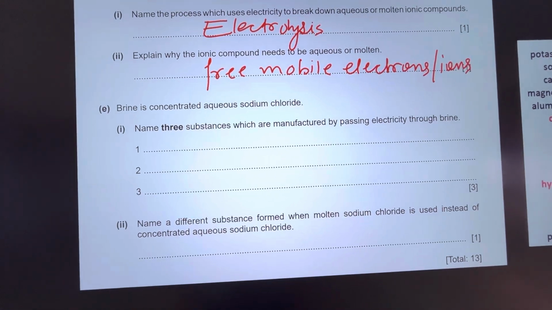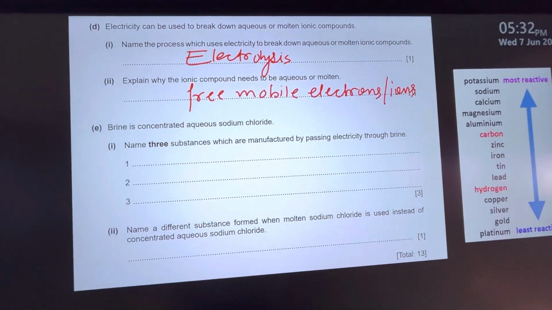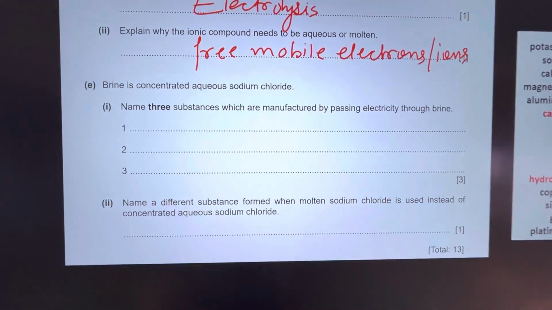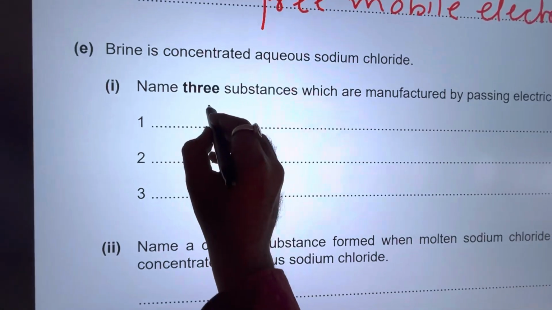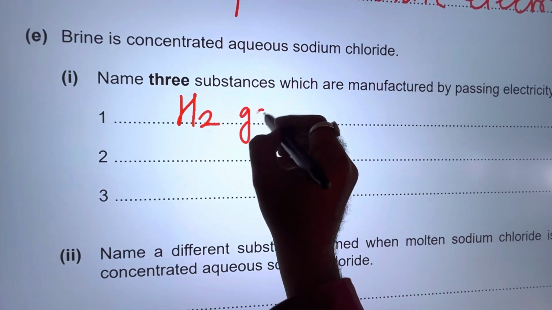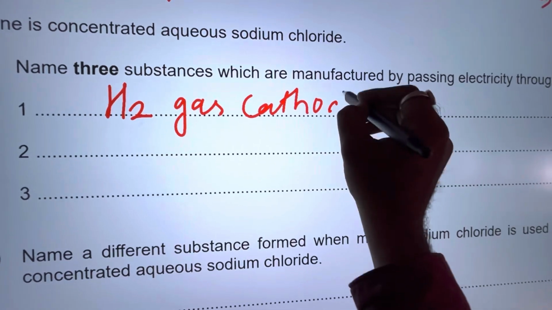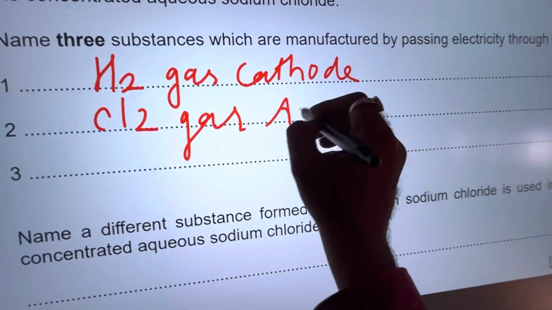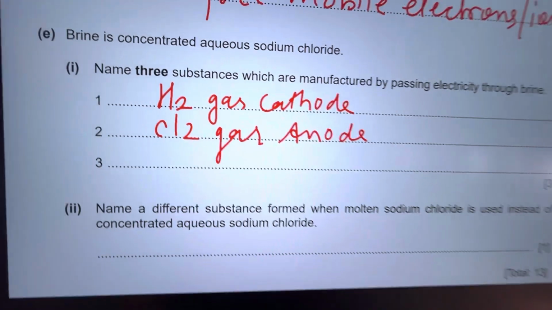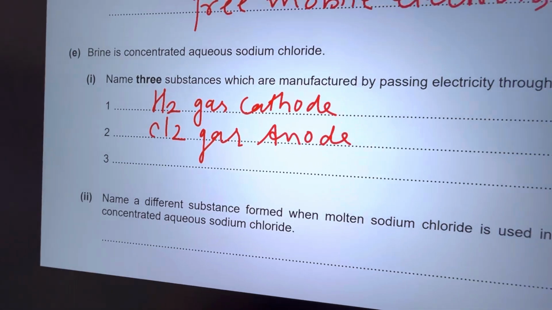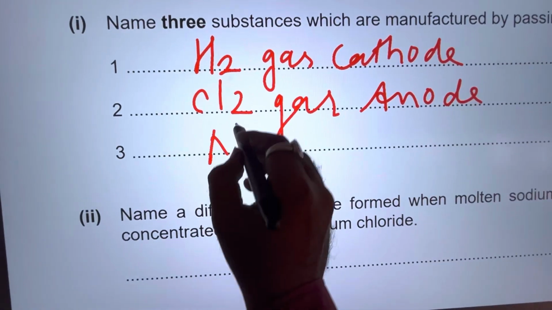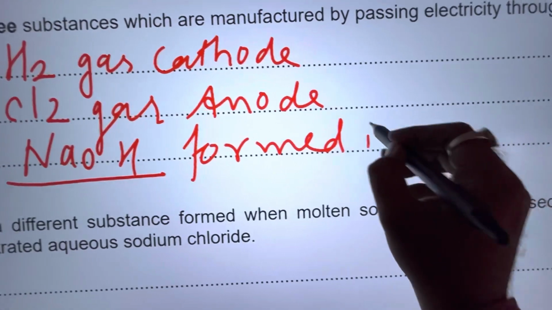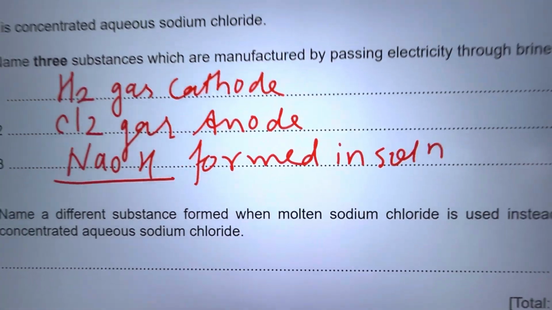Now brine, concentrated aqueous sodium chloride. Name the 3 substances which are manufactured by passing electricity through brine. Most students write the answer: hydrogen gas at the cathode, correct, and Cl2 gas at the anode. Don't write H2 and O2 like some students do. Most students couldn't write the third one. The third product is NaOH, which is formed in the solution at the end of the electrolysis.